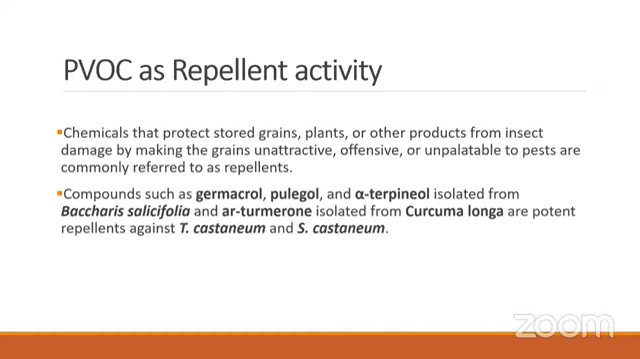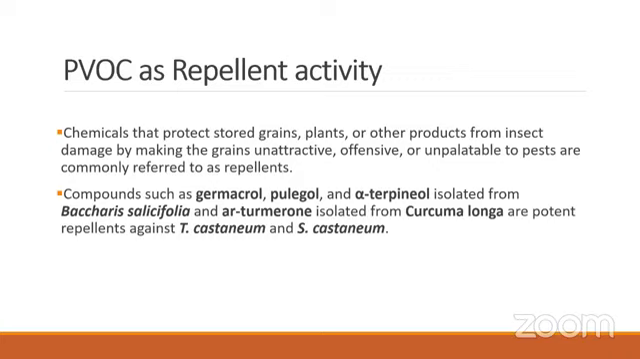Now, these can even act as a repellent. Fine. So what are these repellents? Repellents are those chemicals that protect stored grains, plants, or other products from insect damage by making the grains unattractive, offensive, or unpalatable. Means the insect doesn't like that. It just repels off. It moves away from that. Okay, so those are insect repellents.